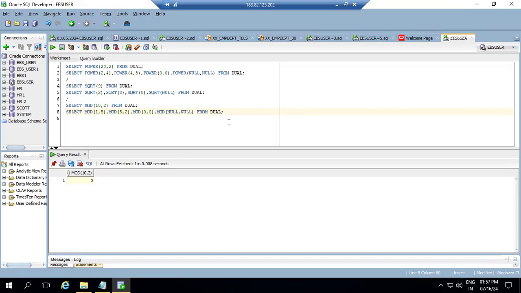What will be the first output here? Mod of 1, 5. How is it considering here? It is giving you that divisor. It is showing you the remainder as 1. Again, mod of 5, 2 gives 1. Mod of 0, 0 is 0. Null, it is null. So how is it considering 1 here?